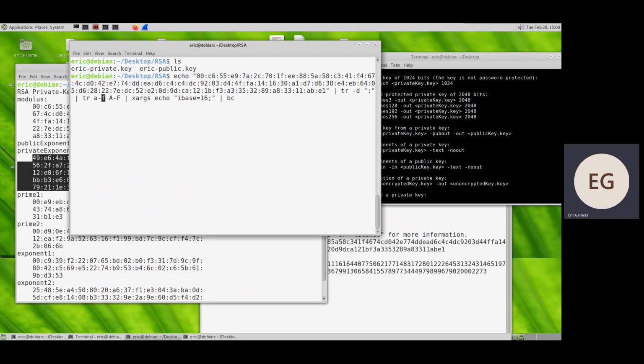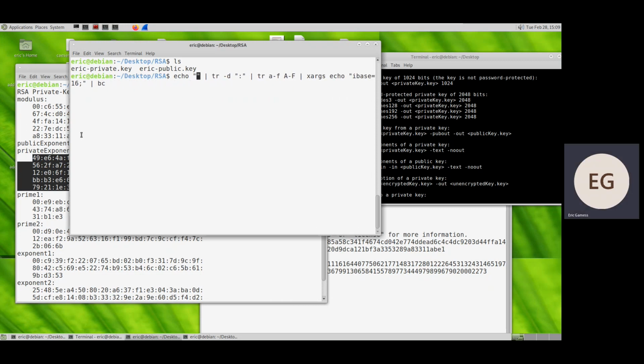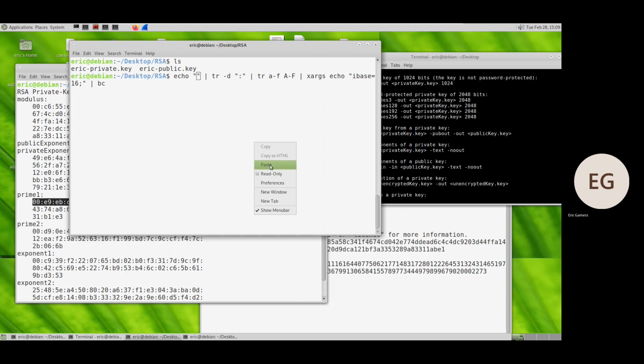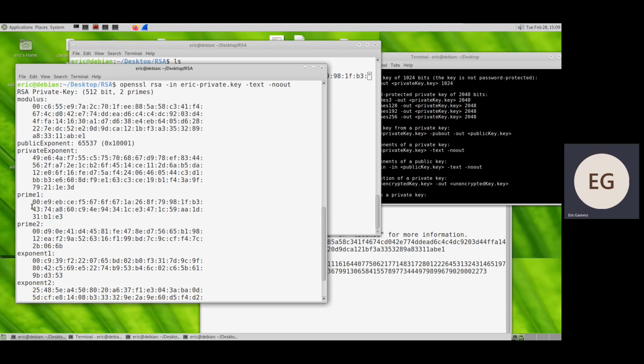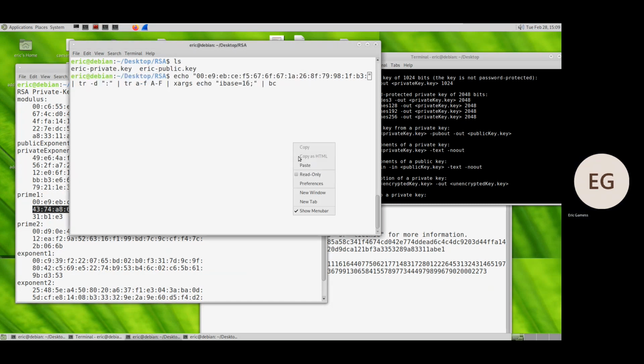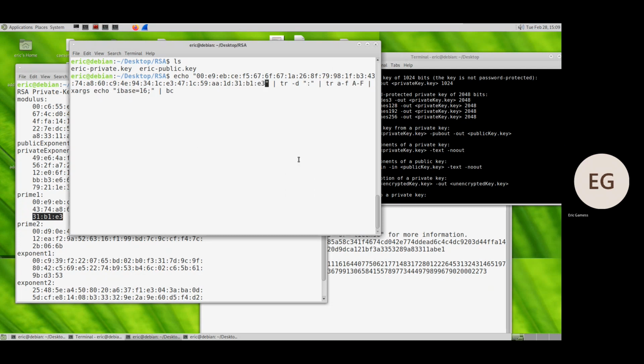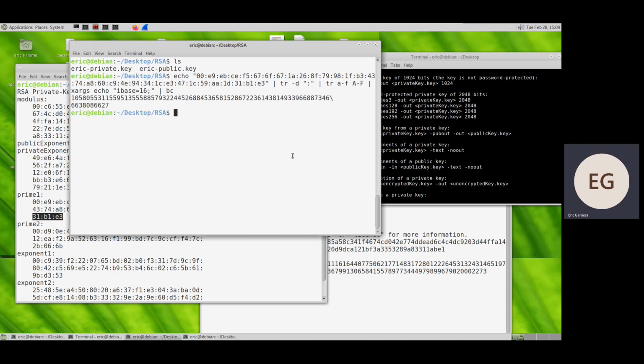So let me try to do the same thing that we did with the modulus here. We put the number in decimal. Let me put the first number in decimal, which is P, the first prime number. So here we have the first prime number. So let me copy it. This is the first line. Let me copy the second line of the first prime number. Let me copy the last line of the first prime number, and we get this number.